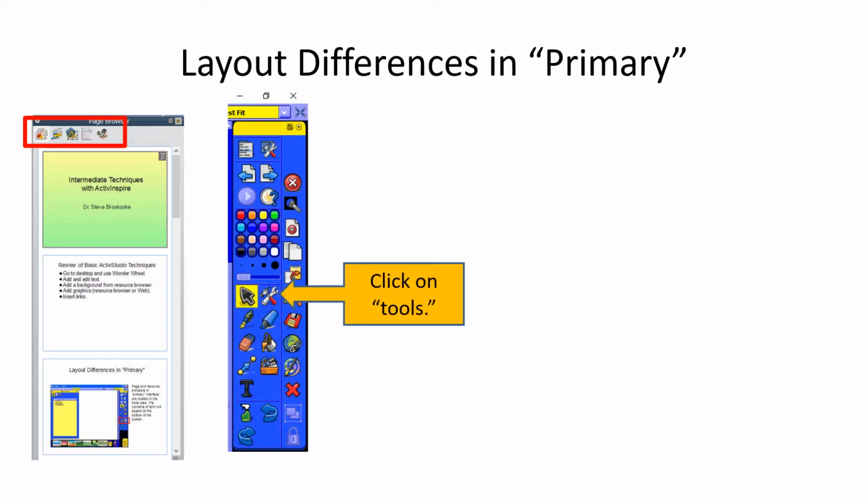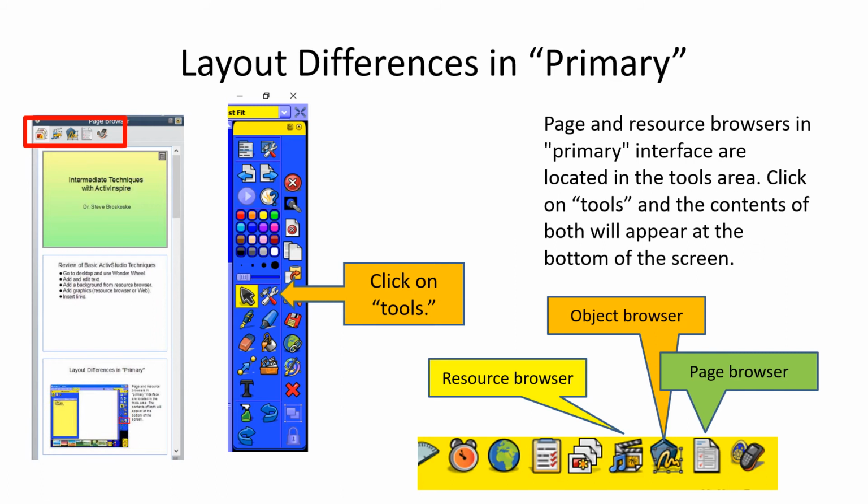Now, when we look at the younger children's version, known as the primary version, we have to click on Tools in order to locate many of the browsers. When we click on Tools, on the bottom of the interface, we'll see the resource browser, the object browser, and the page browser. So we'll see some of the browsers in slightly different locations in the two different interfaces, but they work the same otherwise. Everything is the same, just that the look and the feel is different for older versus younger children. But notice the major difference here. Click on Tools in order to access some of the browsers in the young children's version.